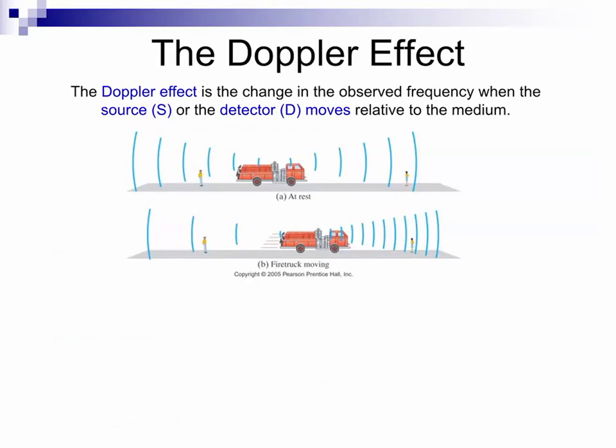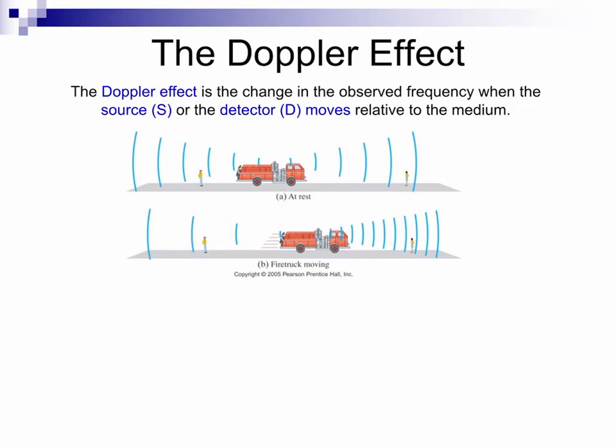For example, you have a stationary fire truck that's emitting sound. The sound will be emitted in all directions, and the frequency, the pitch of the sound, will be the same in all directions, so that a person in front or at the back will hear the same pitch. But when the fire truck starts to move, the Doppler effect says that the frequency of the sound in front will be different from the frequency of the sound at the back.